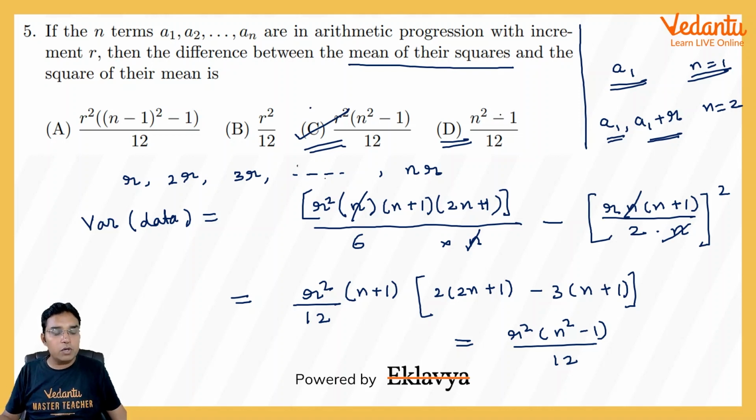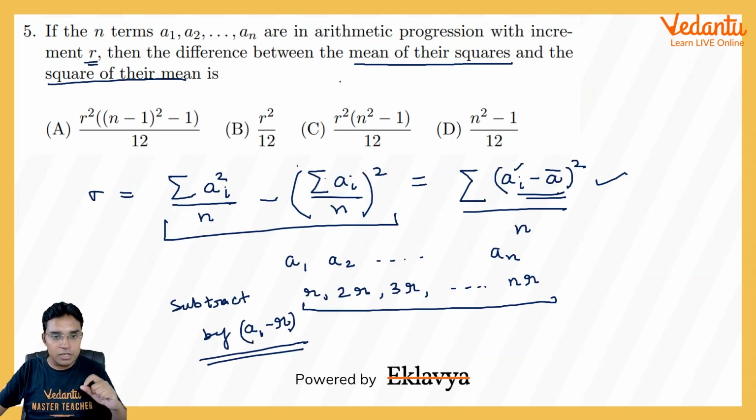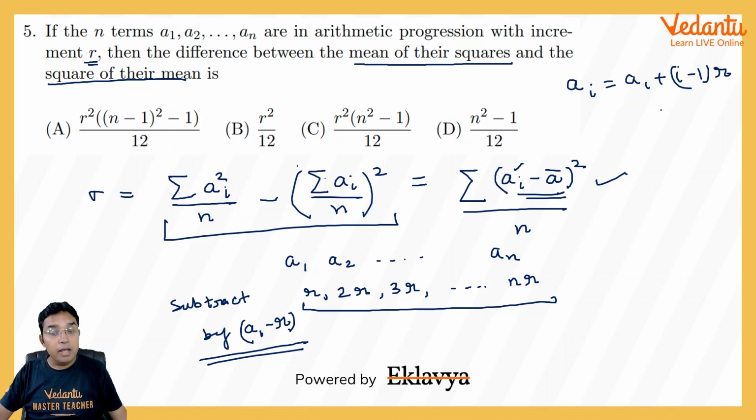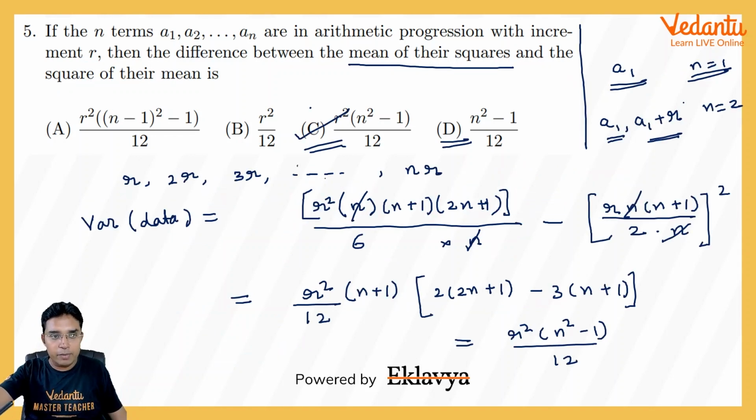So this is how it could have been done, although whoever made this question would have thought of this property of variance while making it. So this was not an easy question, I will say, because if you start doing this question by writing that first my Ai would be A1 plus i minus 1 into R, and then doing the square and then taking the sigma, it will become a huge question. So I think you are getting what I'm trying to say.